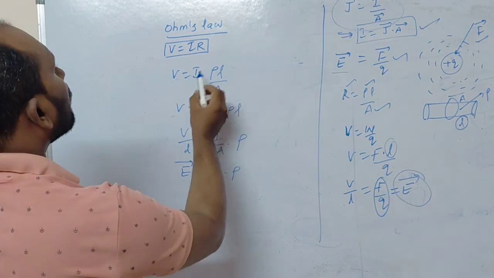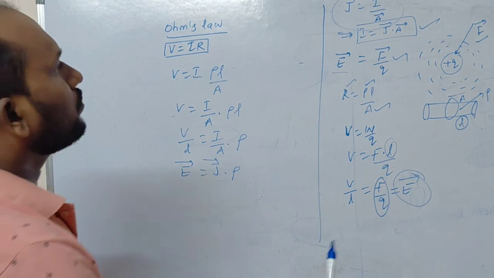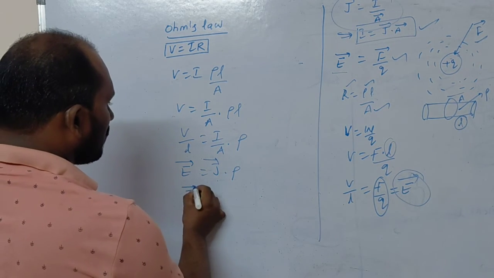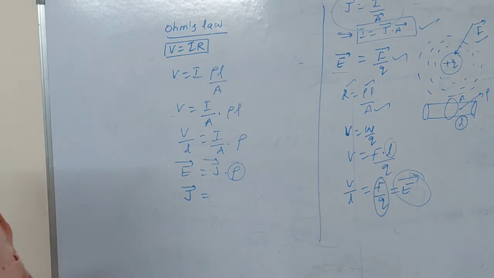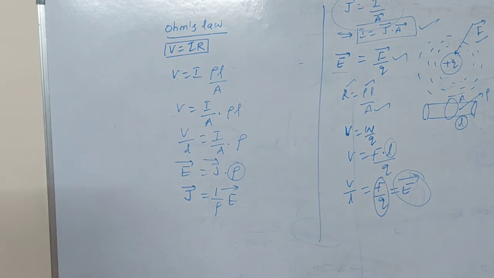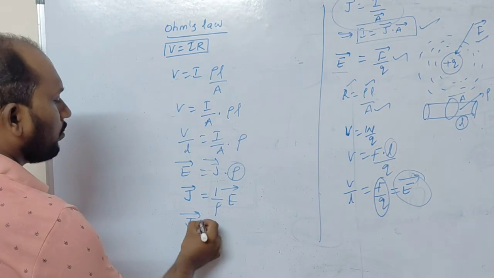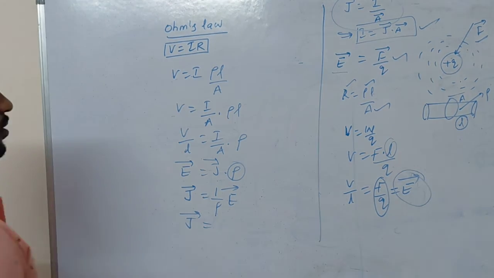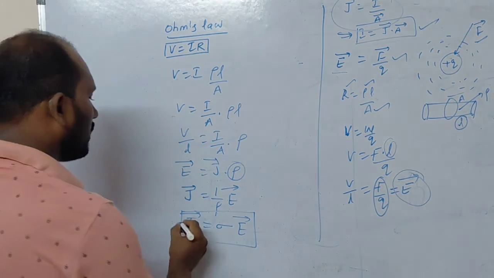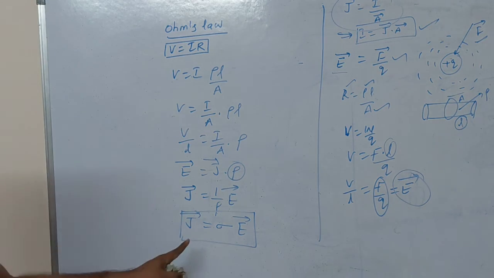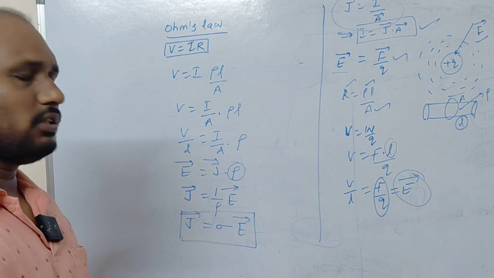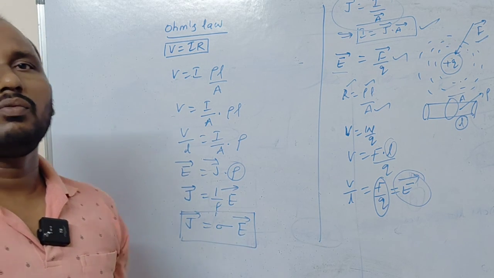Now what is the vector form of Ohm's law? J bar is equal to 1 by rho into E bar. We know 1 by rho is nothing but sigma, the conductivity. So J bar is equal to sigma E bar. It is the vector form of Ohm's law. Very simple to derive. Many people do many things, but this is the finest way to get the vector form of Ohm's law. Thank you.